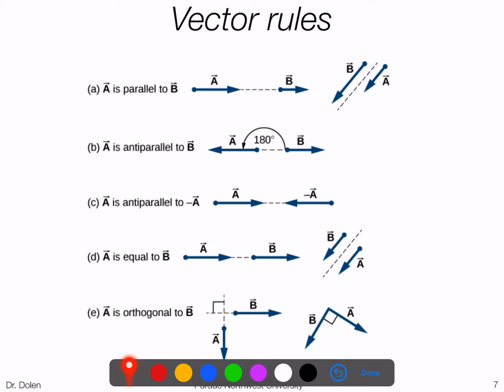Two vectors can also be anti-parallel. If A and B point along the same line but in opposite directions, they're anti-parallel. A is pointing 180 degrees different direction from B. They're anti-parallel to each other.